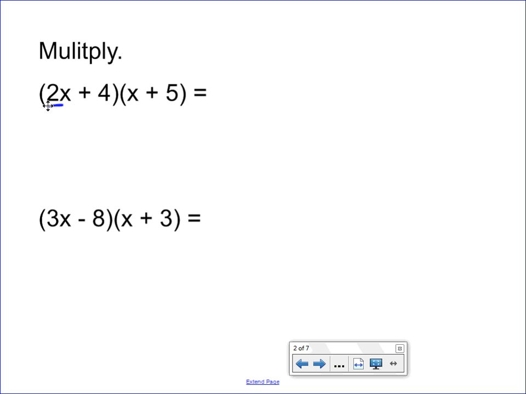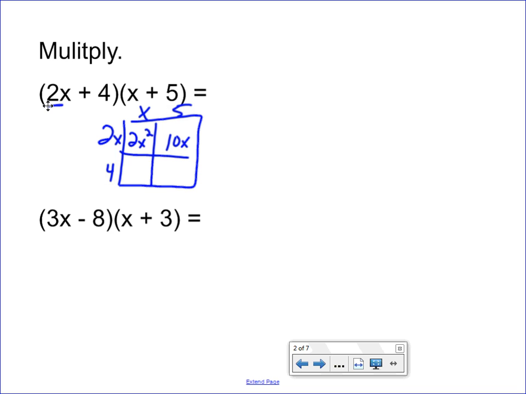So when we distribute or use the box, if I were to use the box method here, I'd have a 2x and a 4, and an x and a 5. So this would be 2x squared. This would be 10x. This would be a 4x. And this would be a 20. So my product in the end would be 2x squared plus 14x plus a 20.